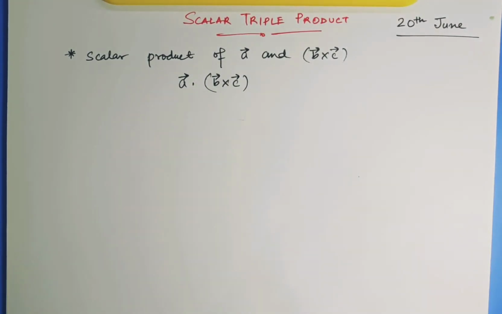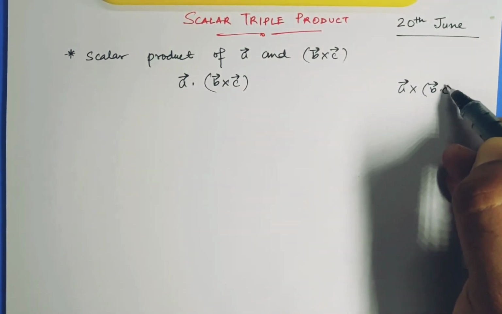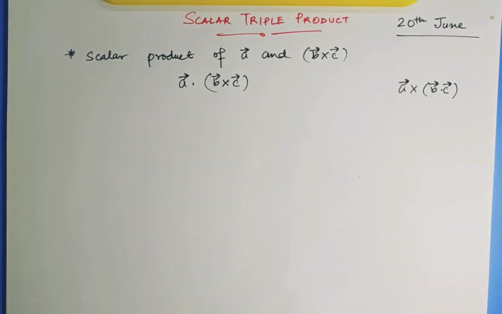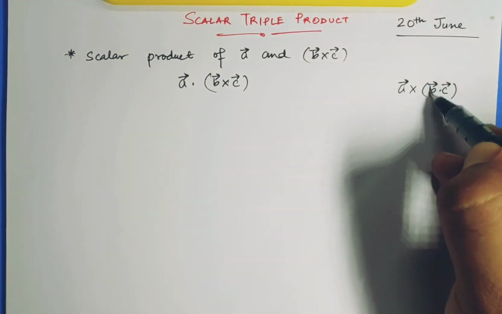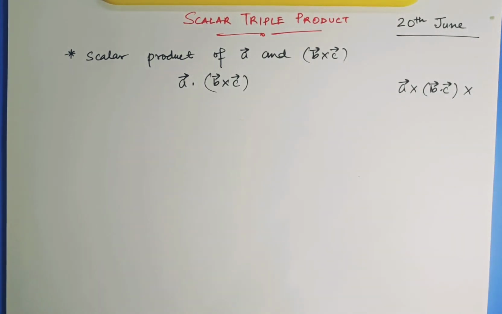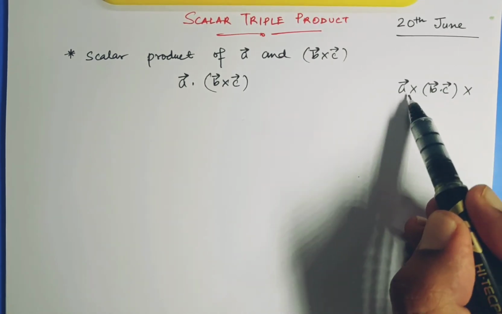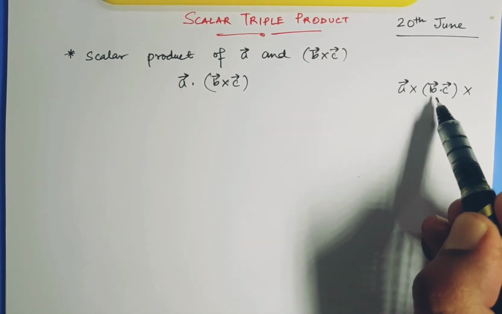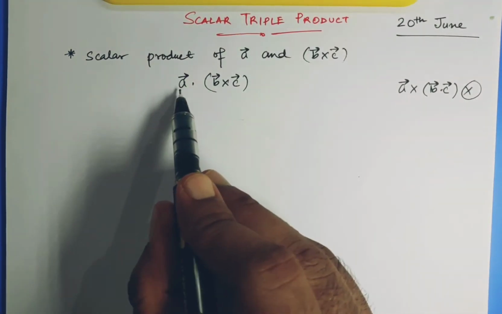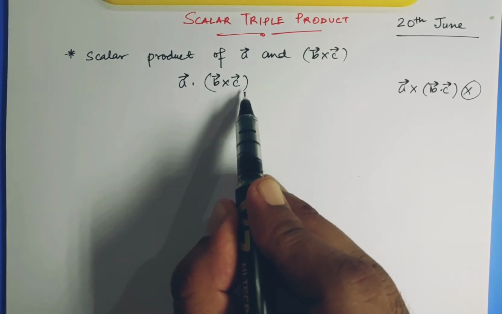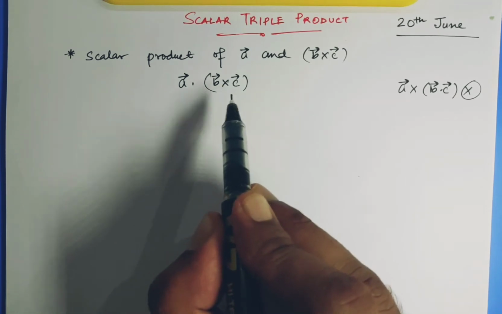Now most of you would be thinking, why not A cross B dot C? I know some of you will be thinking like this, but this one is not possible. Can you tell me why? The reason is that B dot C is not a vector quantity. We get a scalar. Now we cannot do cross product with a vector and a scalar, right? So this one is not possible. So it will be A dot B cross C. Understood? So this is how we express scalar triple product.